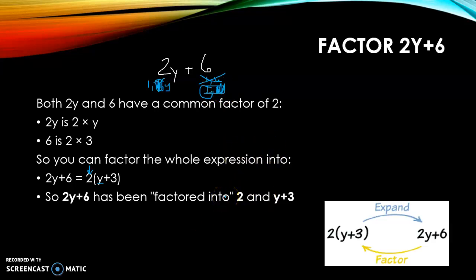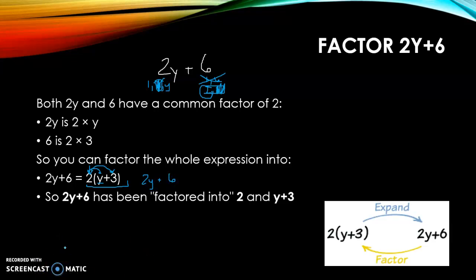When we pull out the 2, what's left is the y and the 3, so we can say that it has been factored into 2 times (y plus 3). To check our work and make sure we factored it correctly, we can redistribute, and we find that we get 2y plus 6 when we distribute. That tells us that we have factored correctly.